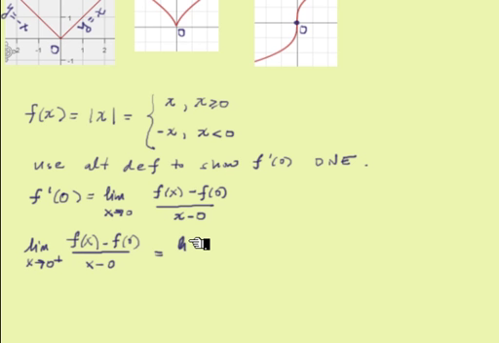Okay, so let's just fill this in. To the right of 0, our function is x. f of 0 is equal to 0. So you see we have x minus 0 over x minus 0, which is equal to 1. So the limit from the right is 1. And now let's do the limit from the left. Limit as x goes to 0 from the left.